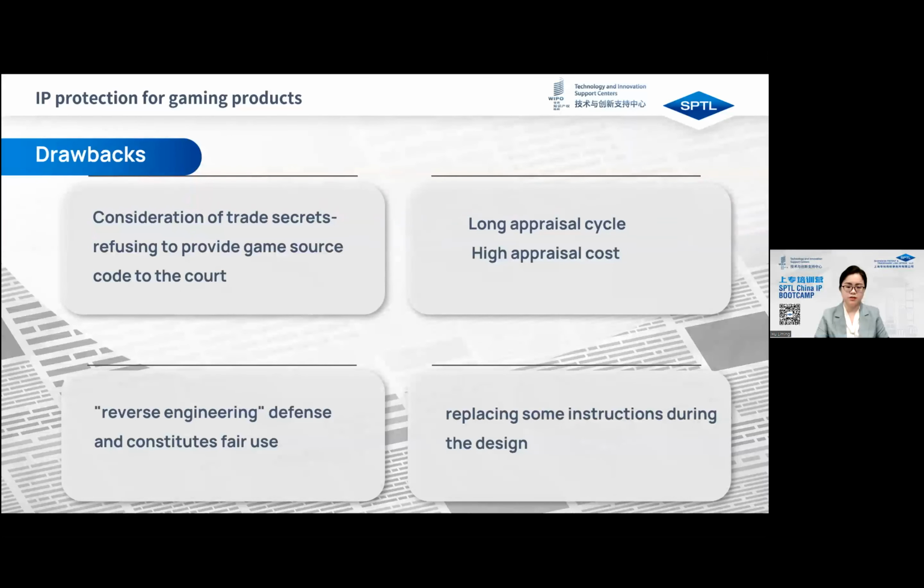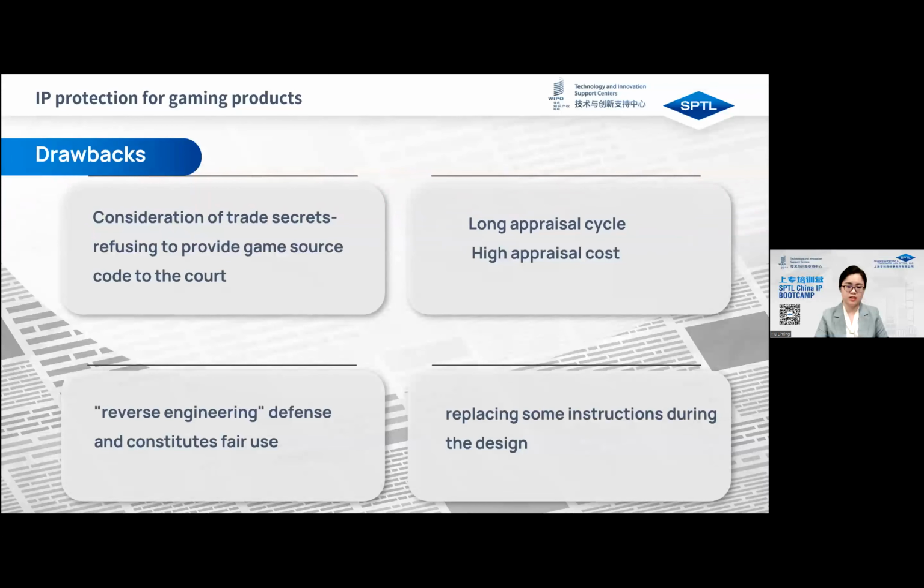So it is very difficult to carry out comparative appraisal. As a result, the court could only reject the plaintiff's claim. And the second one is that the period of source code comparative appraisal is very long, and the appraisal cost can be expensive, which is difficult for many small and medium-sized game companies to afford.